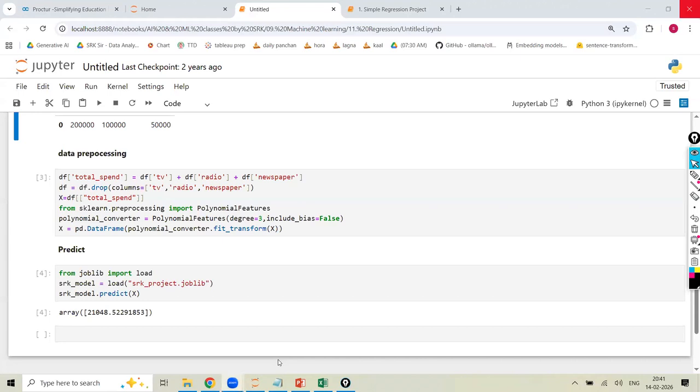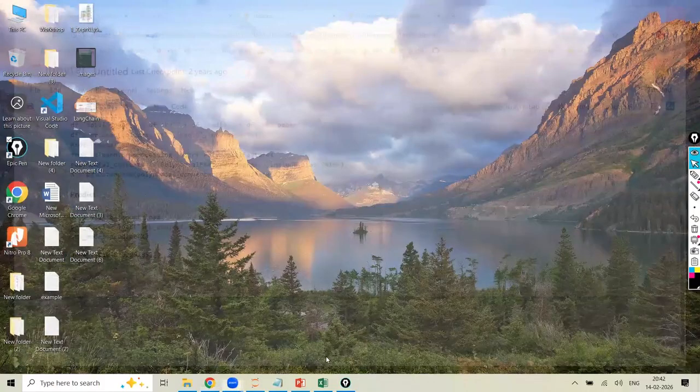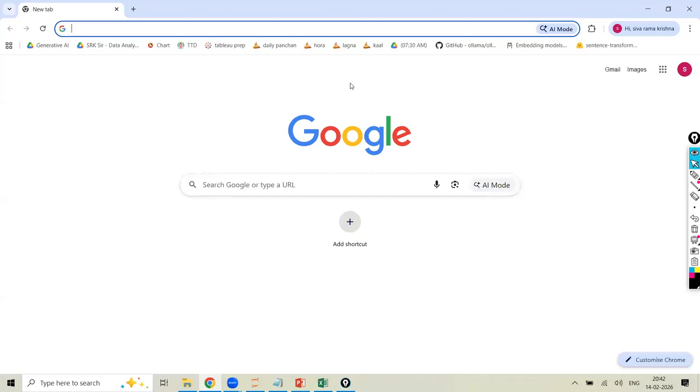Is the point clear? Shiva, I don't want accuracy-wise, I want error-wise. My prediction, the predicted value, you have to tell me with plus or minus. Oh, you want plus or minus? Okay, I will give plus or minus only for you. How to give the plus or minus? As per the client requirement, now the client is looking for plus or minus.